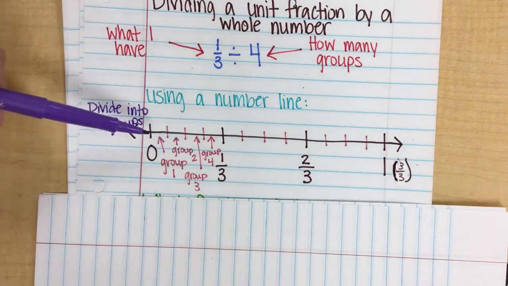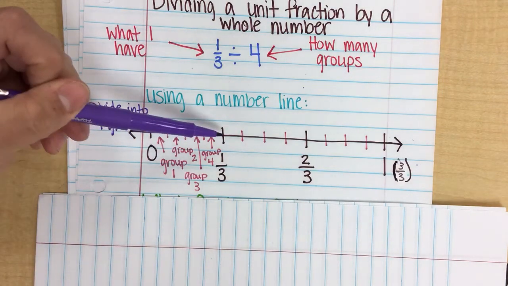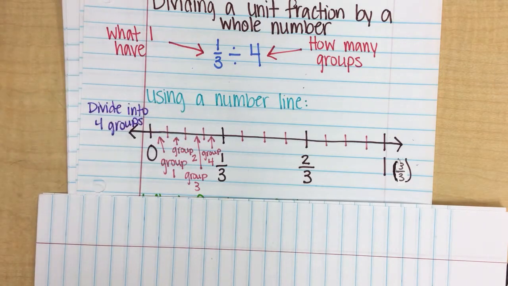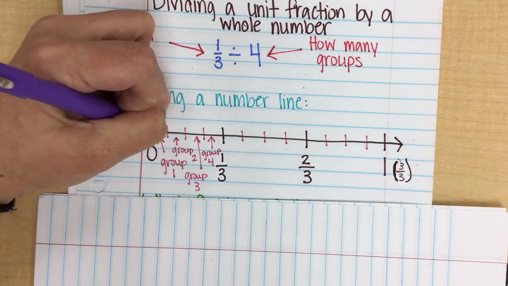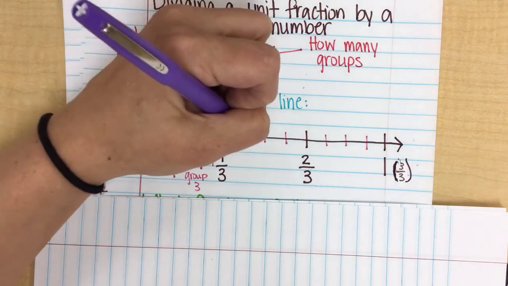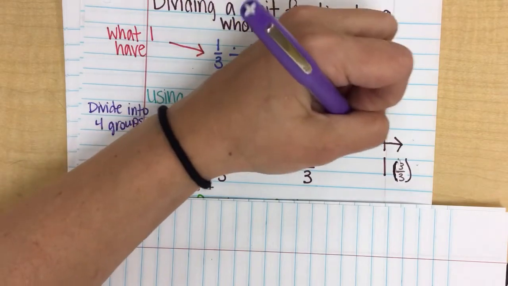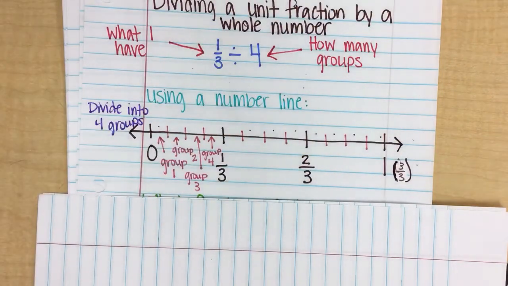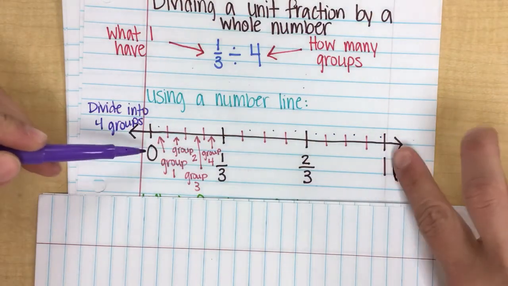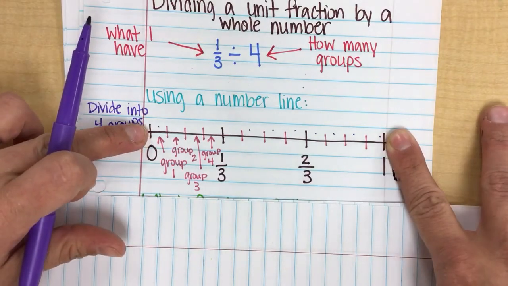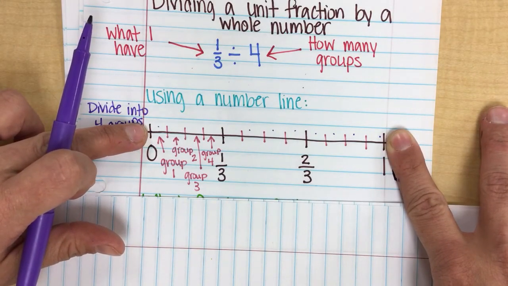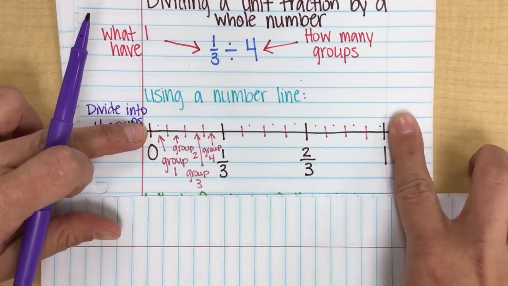So once I divide each third into 4 groups, I no longer have just thirds. I have 1, 2, 3, 4, 5, 6, 7, 8, 9, 10, 11, 12 sections. So my number line from 0 to 1, that whole unit, I don't have it broken into thirds anymore. It's now broken into 12ths because there are 12 sections here.